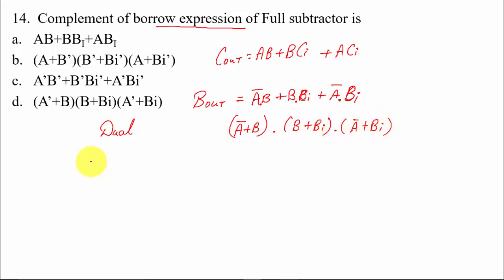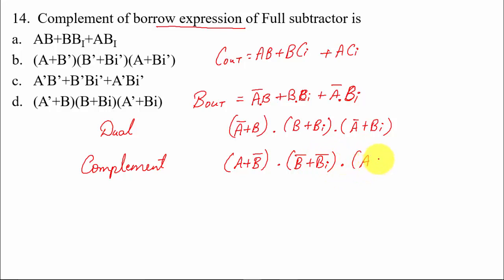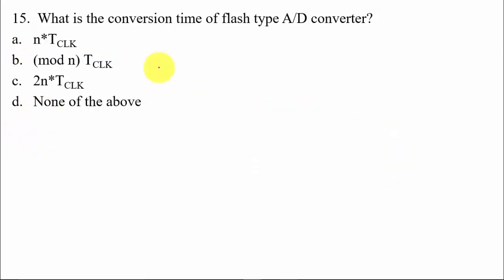Next, you have to complement each literal. So, wherever you are having A bar, replace it as A, and wherever you are having B, replace with B bar. Nothing but you have to take the complement of the function. So, what you will be getting is B bar plus B in bar into A plus B in bar. So, the corresponding option that is going to follow is option B is correct.